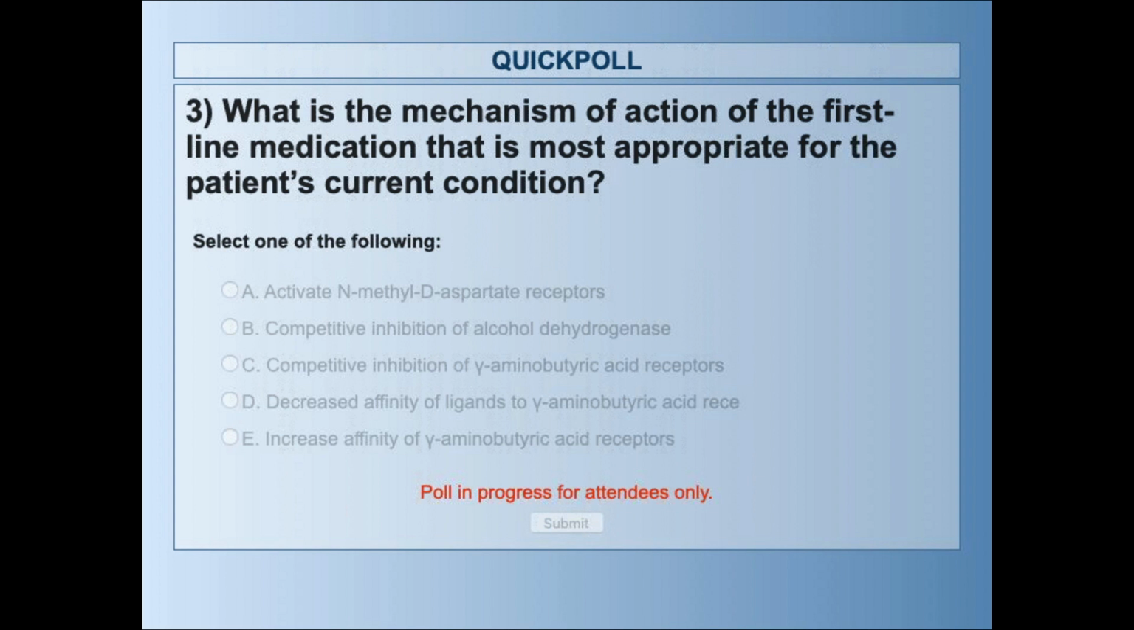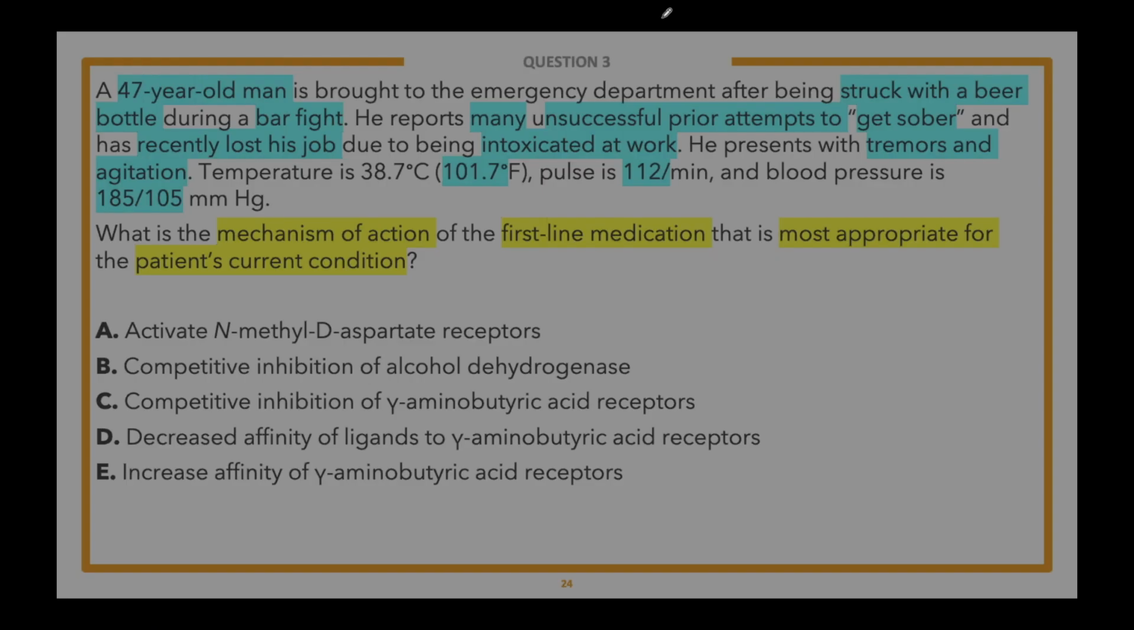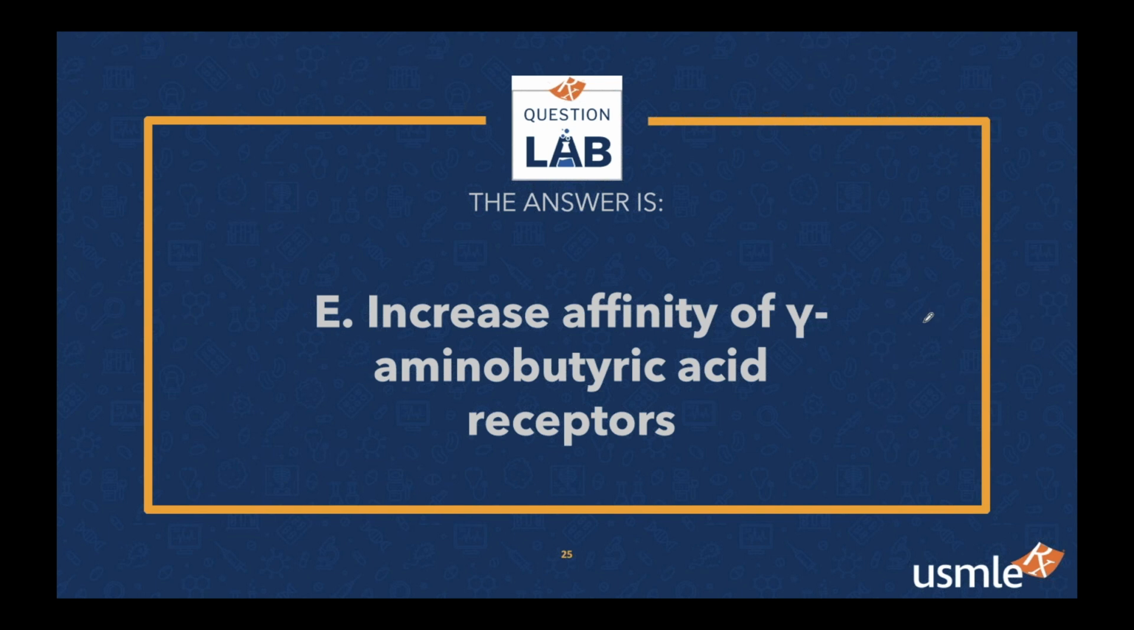A few more moments here. All right, and let's see what you selected. Looks like in first place was B, competitive inhibition of alcohol dehydrogenase. And in second place was increased affinity of gamma aminobutyric acid receptors. So let's take a look and see what the correct answer is. And the correct answer is E. And 27% of you got it right. So our most challenging question of the evening yet. Let me hand it off to Faraz so he can explain this to us so all of you can knock it out of the park on test day.